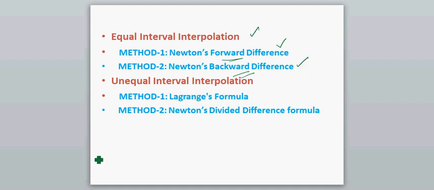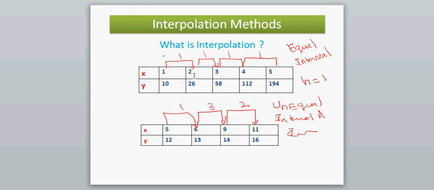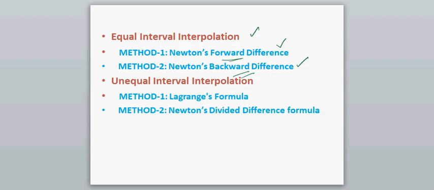In case of unequal interval, if the problem is like this, equal interval means like this. So x values have the same common difference h. In such case we have to use these two formulas. And in case of unequal interval, we use either Lagrange's interpolation formula or Newton's divided difference formula. In the next video, we'll see one example or formula for Newton forward and backward difference.